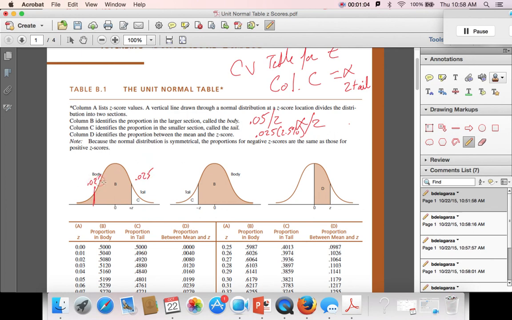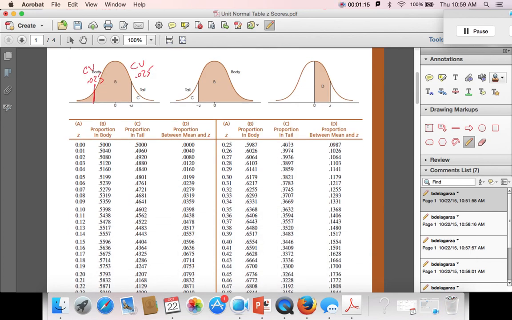So I need my critical value for here and my critical value for here. To find your critical value for each side of the distribution, we're going to scroll down until we find proportion in the tail, because that's what we care about. Remember, we're looking for the extreme ends of our distribution. We want the point where my region of rejection begins, and from that point on, everything is going to be considered my region of rejection.